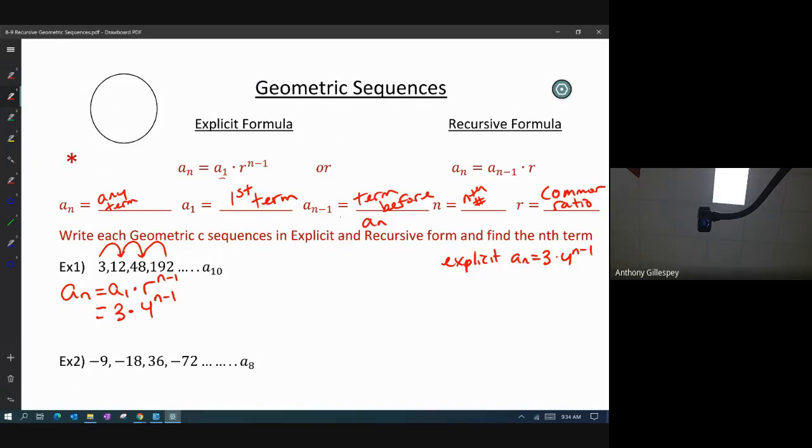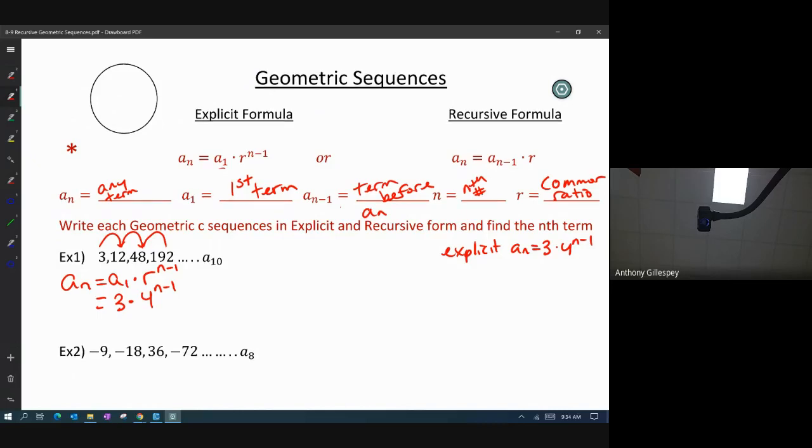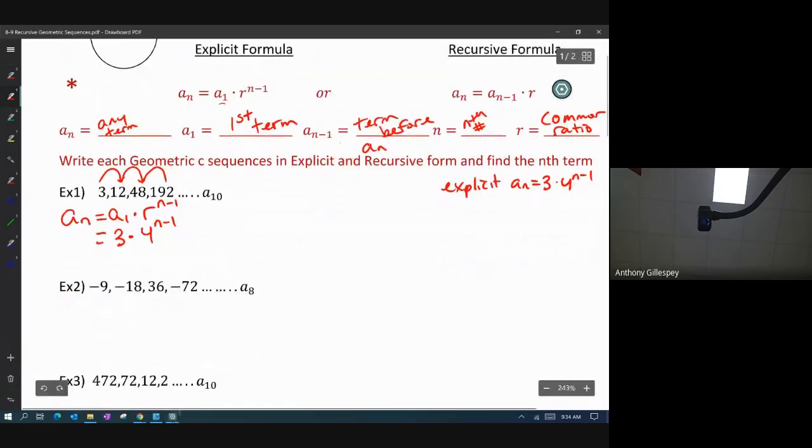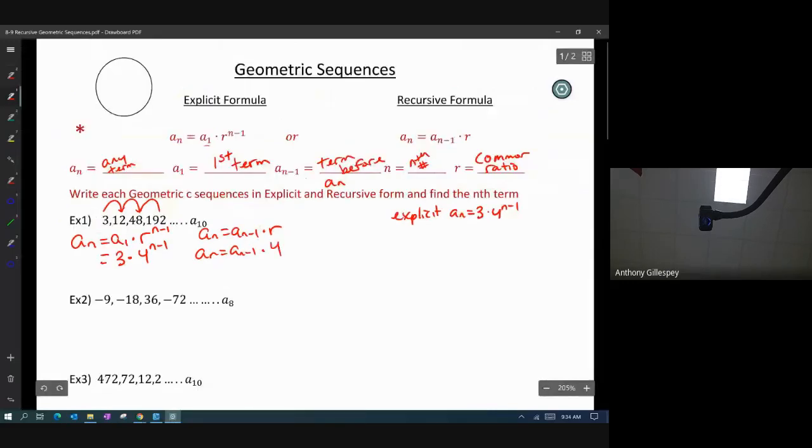All right. Can I write the recursive for this? Yes. To find any number, find the number before it times the common ratio. So to find any number, find the number before it times what in this case? What is our common ratio? 4. Done. There's our recursive. Our recursive is to find any number, find the number before it times 4. You're going to fly through this homework assignment.